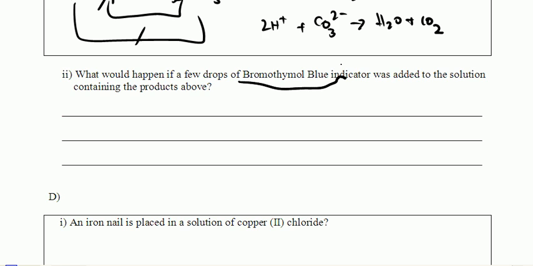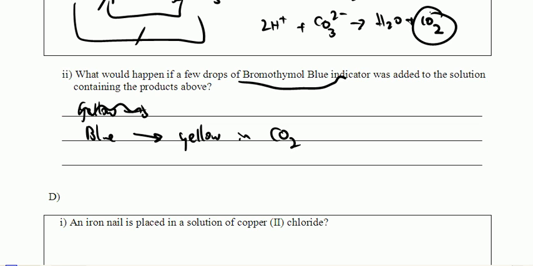Hi, everybody. What would happen if a few drops of bromthymol blue indicator was added in the solution? We know that bromthymol blue goes from blue to yellow in CO2, and CO2 is produced. So it would turn yellow. Holla.